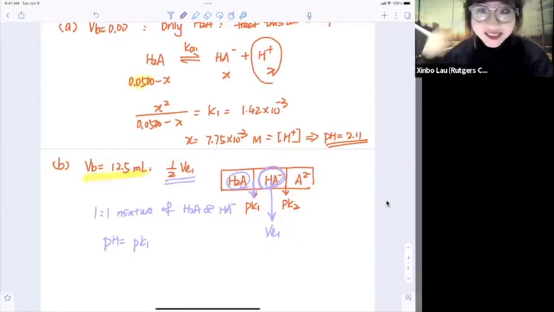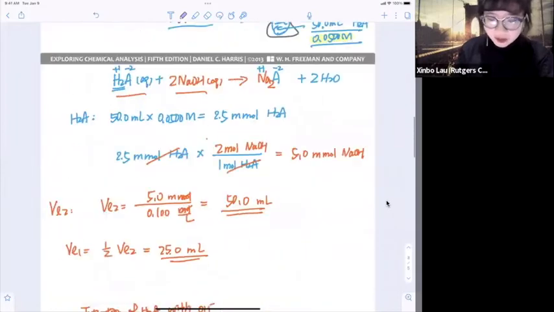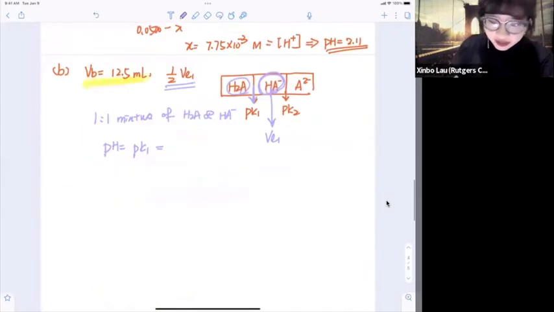The log part turns into a 1-to-1 ratio, so the ratio is 1, log 1 is equal to 0, so pH just equals pK1. Okay, and pK1, you go, do I know pK1? You know Ka1, so are we able to calculate pK1? Take a negative log of this value.